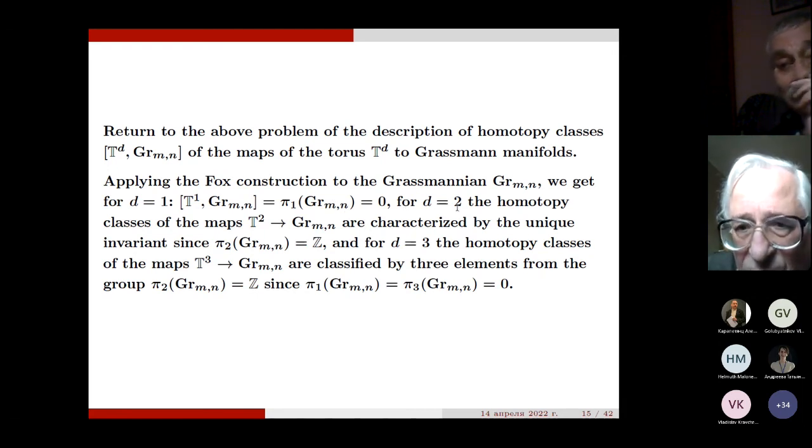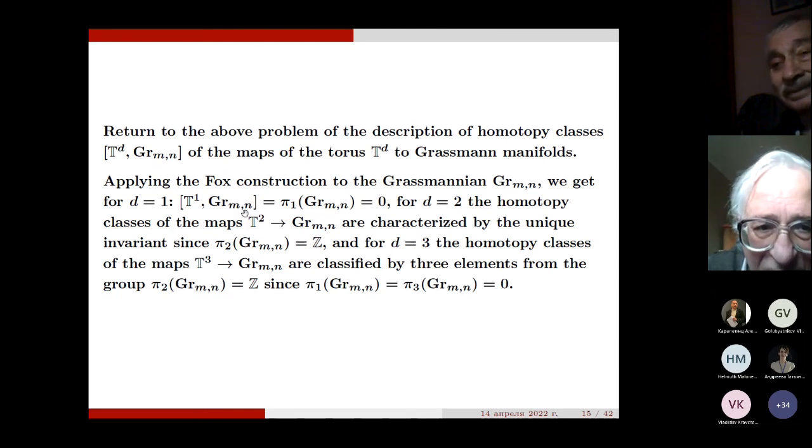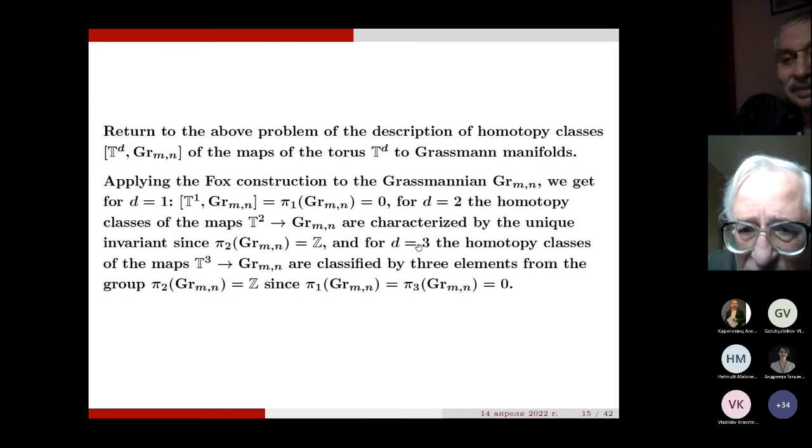For d equals 2, the homotopy classes of the maps from the two-torus to Grassmannian are characterized by the unique invariant since pi 2 of Grassmannian is Z. And for d equals 3, the homotopy classes of the maps from the 3-torus to Grassmannian are classified by 3 elements from the group pi 2 of Grassmannian, which is Z, since, as I already said, pi 1 and pi 3 of Grassmannian are equal to 0.